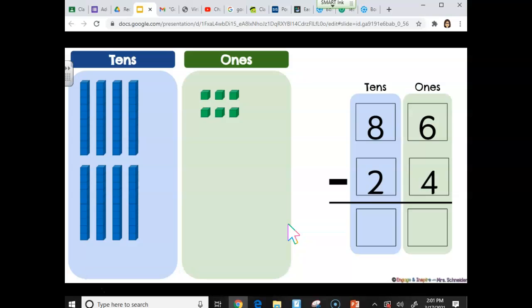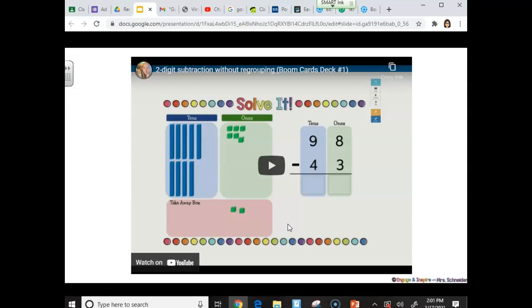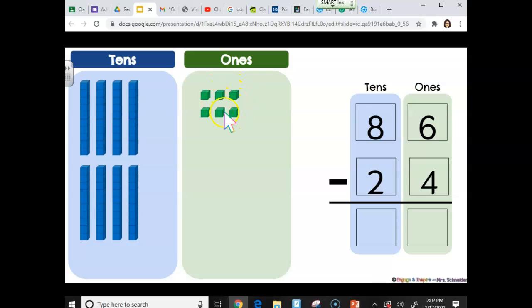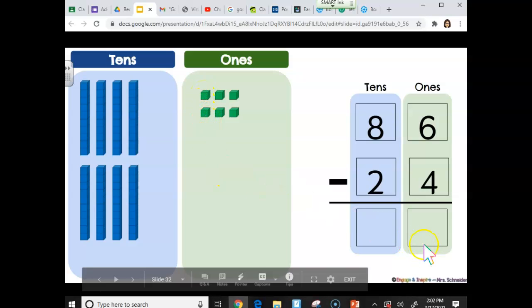Ready? 1. We X out 4. 1, 2, 3, 4. How many do we have left? 1, 2. So what's our answer here?